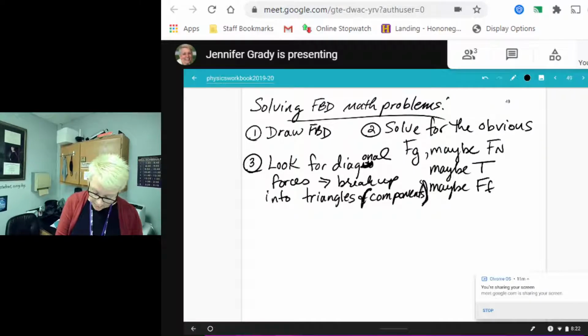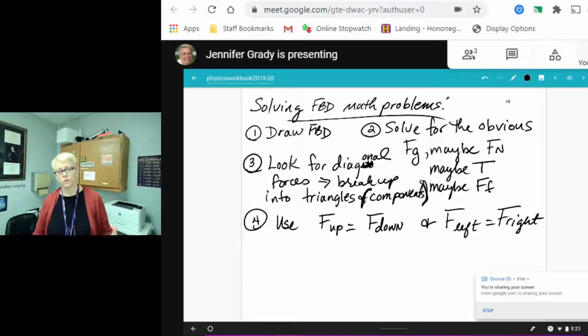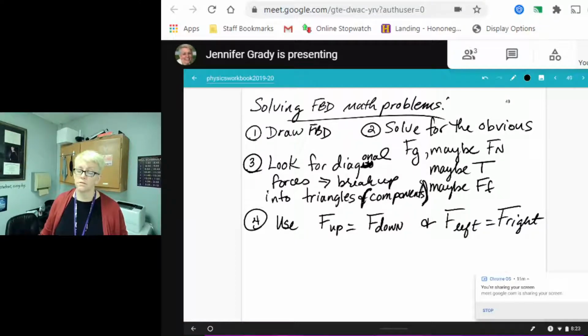All right, the final step, once you do all this work with diagonals and triangles, you're going to use the basic premise that we mentioned about balanced forces: the forces pointing left have to equal the forces pointing right, and the forces pointing up have to equal the forces pointing down. Once you're done with the diagonal stuff, you look at the whole picture and say, okay, everything that points up, what is it? Everything that points down, what is that? Set them equal. What's pointing to the left? What's pointing to the right? Set them equal. And solve for your missing pieces.